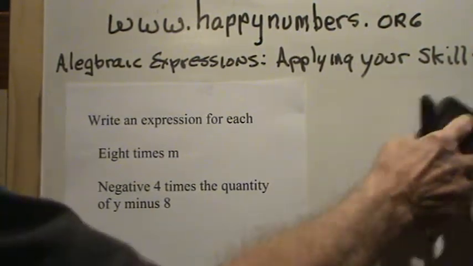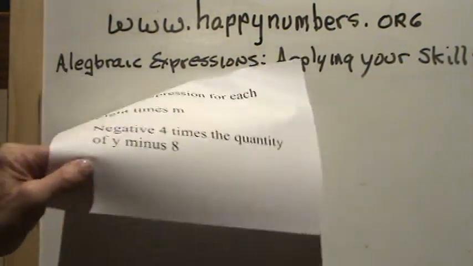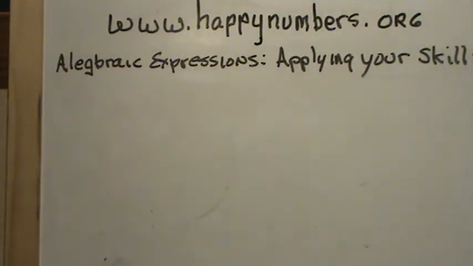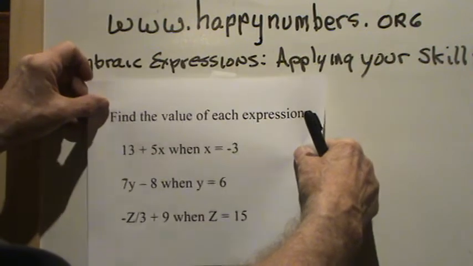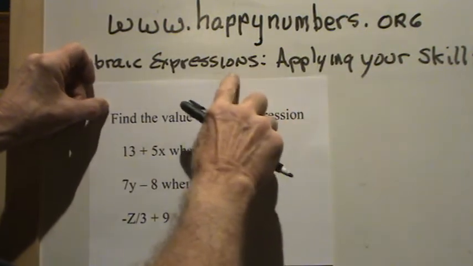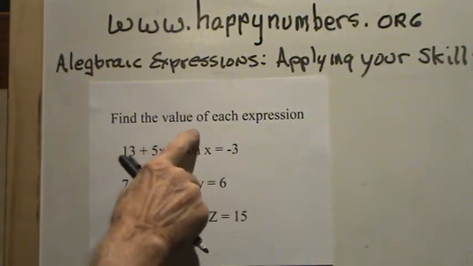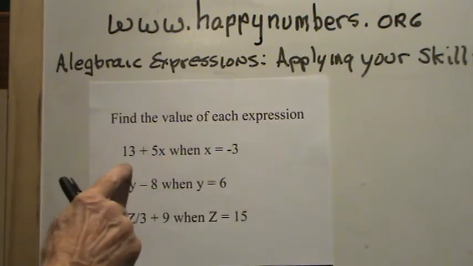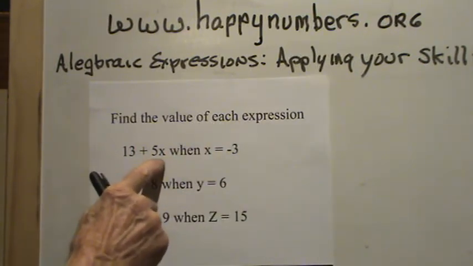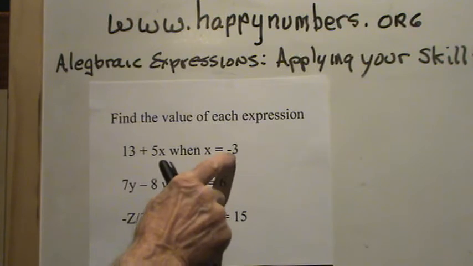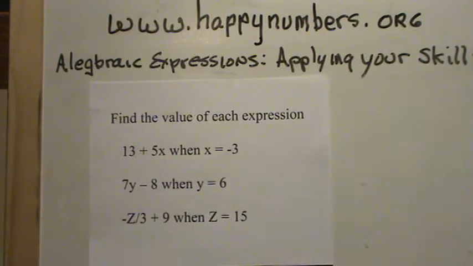All right, now I think we're going to move on to actually sort of solving some algebraic expressions. So it says find the value of each expression. 13 plus 5 times x, when x is negative 3. Okay, so put your video on pause, work these problems, and then turn them back on again.